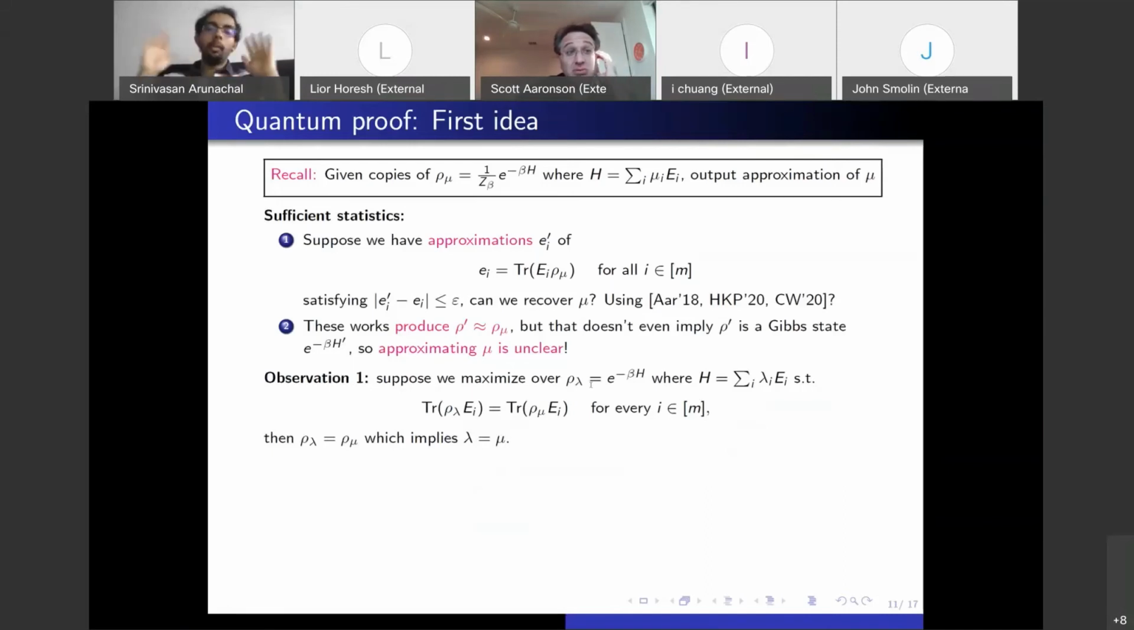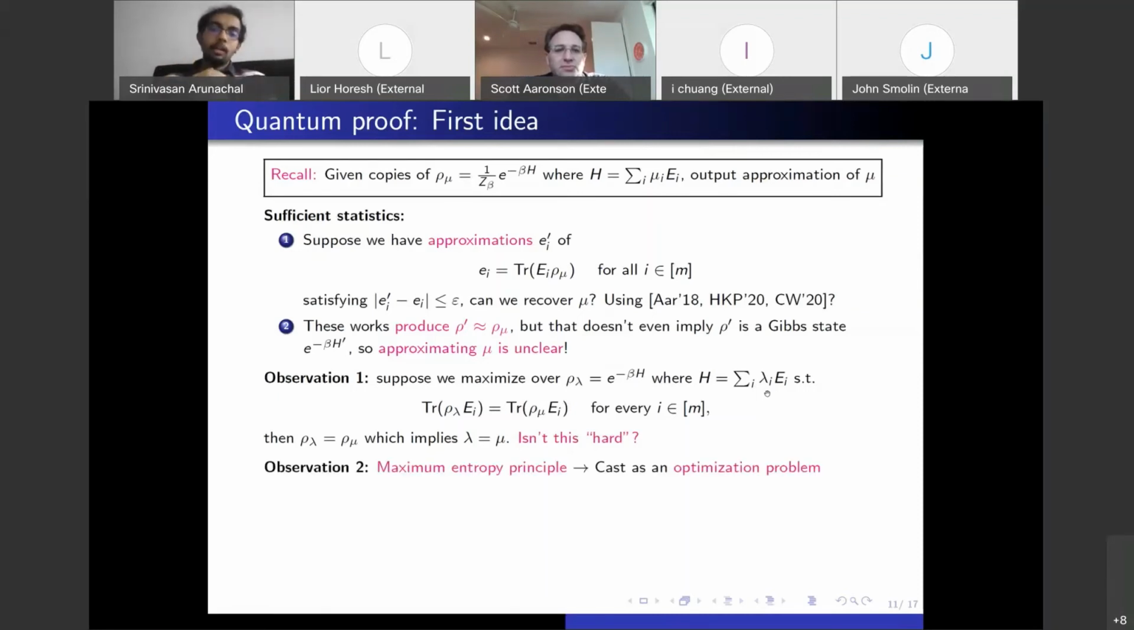Just maximize over all possible Gibbs states, ensure that the trace expectations between trace rho lambda EI and trace rho mu EI agree, then the Gibbs state that you obtain by this maximization procedure is exactly the mu that you have been caring about. But there are two subtleties here. The first subtlety is, how are you even going to optimize over all possible Gibbs states? Isn't there infinitely many of them in some sense? Because you have to maximize over all possible lambdas and so on and so forth.